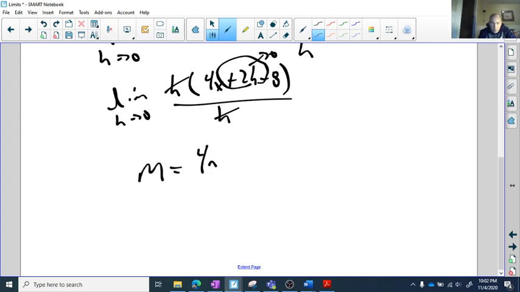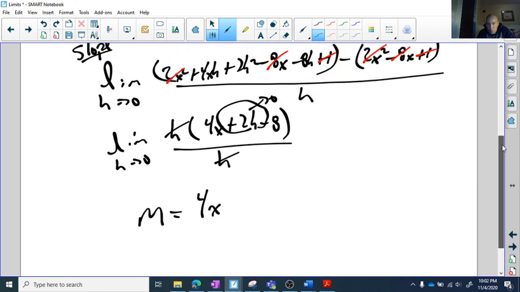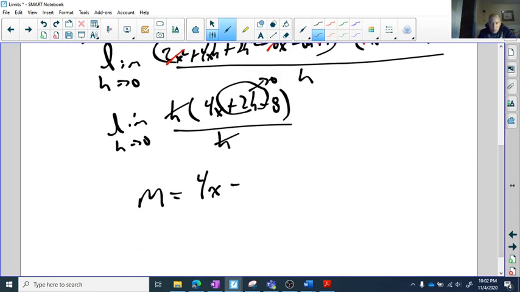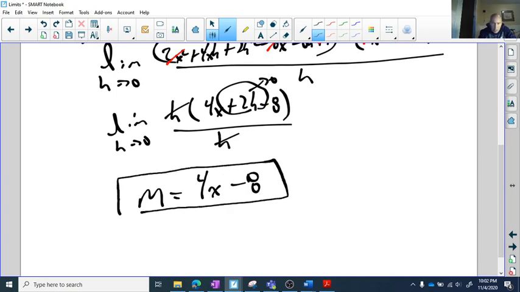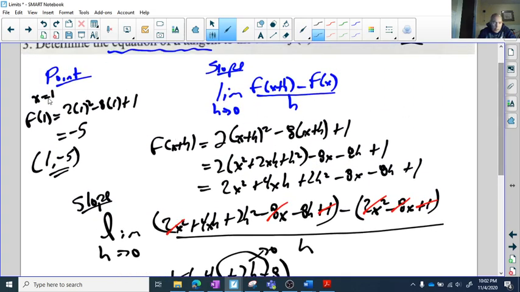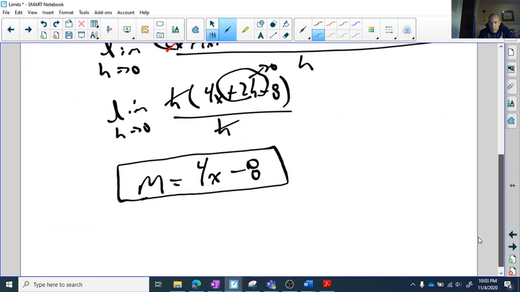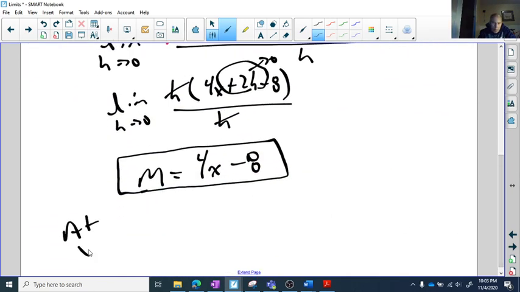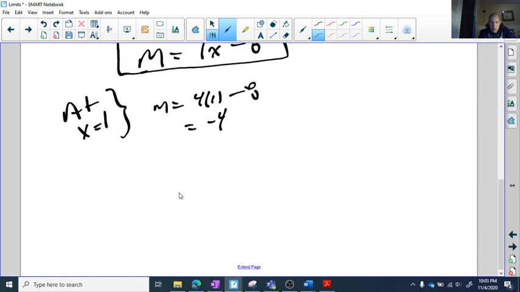M equals 4x minus 8. So this is now a function that will give you the slope of the tangent to that parabola that we just did all the work out for here at any x value. You would fill in the x value. Well, we want to draw the tangent at the x value of 1. So I know that I'm going to fill in the x coordinate. So when x is 1, what I want to know is the slope of the tangent. So I put it in here. M equals 4 times 1 minus 8. So that gives me negative 4. So now I know this.